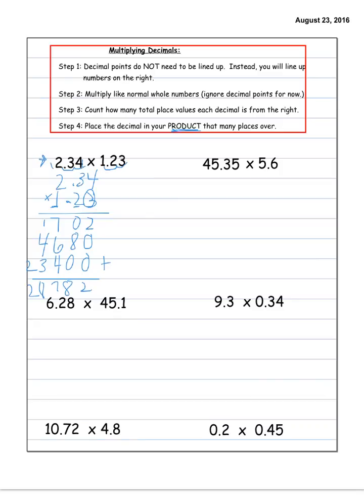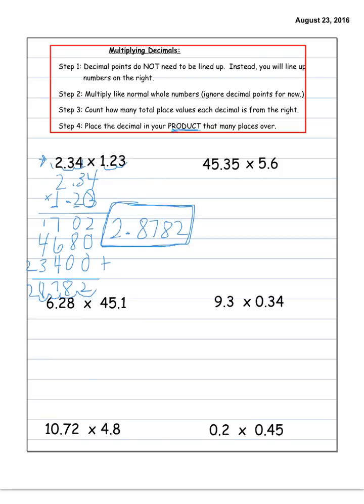Now on our product, step 4, place the decimal in your product that many places over. So in our answer to our multiplication problem, we count over 4 spots. So we go 1, 2, 3, 4, and that's where we put our decimal point. I'm going to write my answer over on the side so we can see it better. 2 and 8,782 10/100ths. Okay, so there is our answer to that problem.